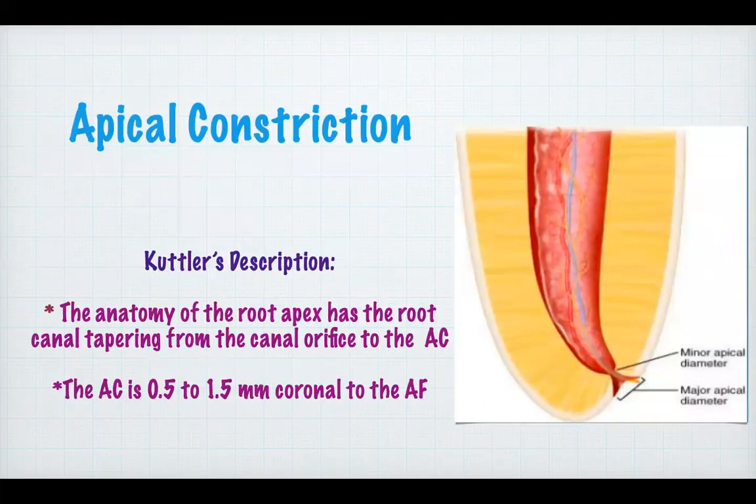Talking about the apical constriction, as per Cutler's description, the anatomy of the root apex has the root canal tapering from the canal orifice to the apical constriction, also known as the minor apical diameter, and from this point it widens a bit, that is the major apical diameter or the apical foramen. The apical constriction is 0.5 to 1.5 mm coronal to the apical foramen. So this may come as an exam question.